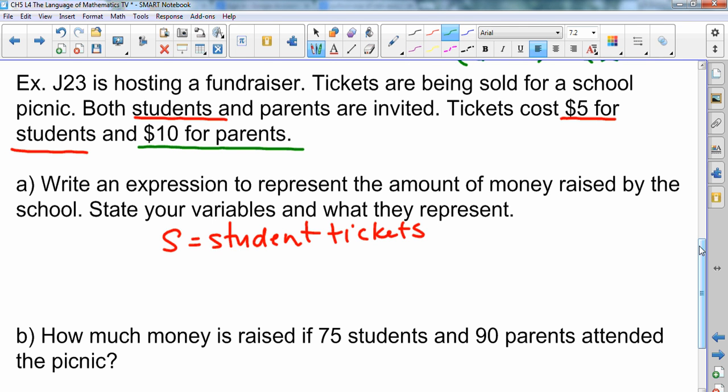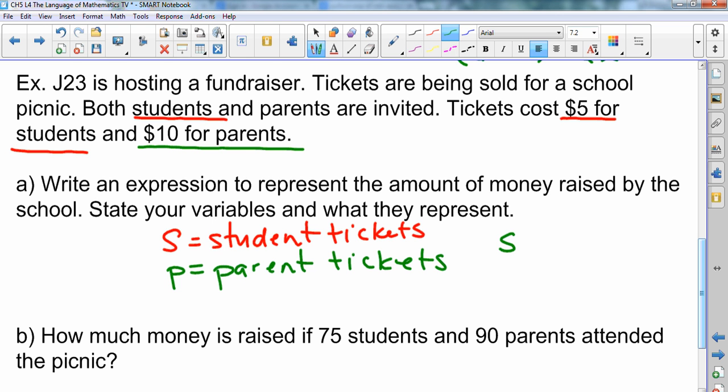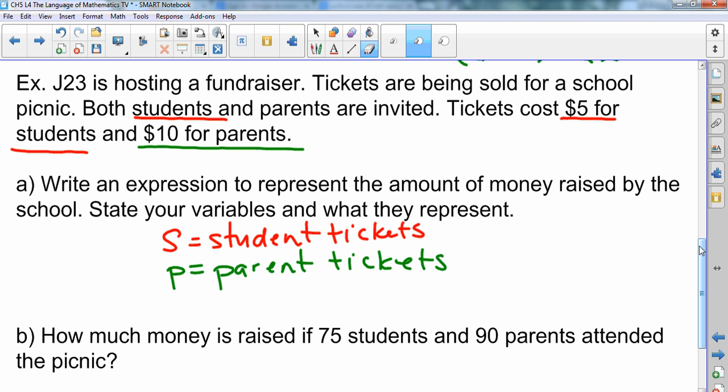And then we have parent tickets. So let's have P stand for parent tickets. Okay? And whatever the student ticket, oops, wrong letter. Oh my goodness. So the student tickets plus the parent tickets is going to equal the total amount of money that they make. But right now, this is assuming that the student tickets and parent tickets each cost $1 each.